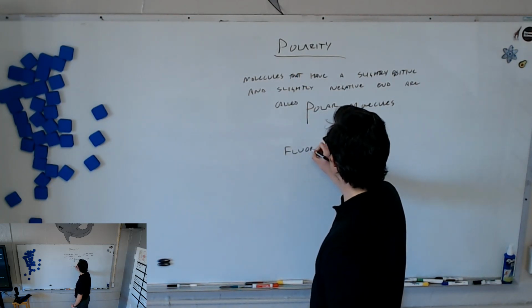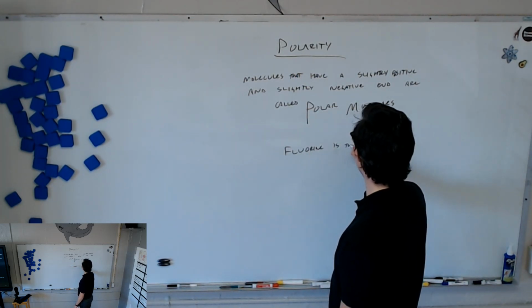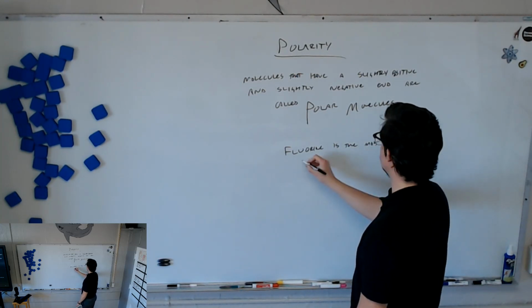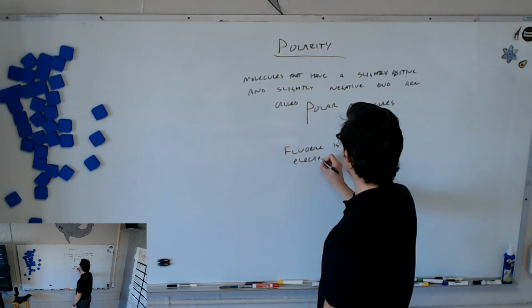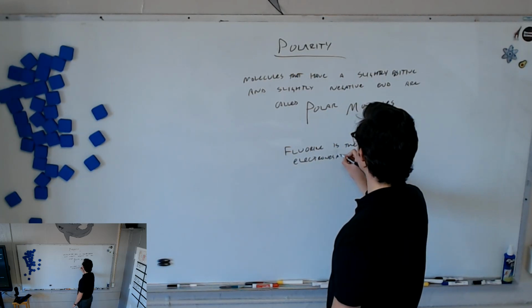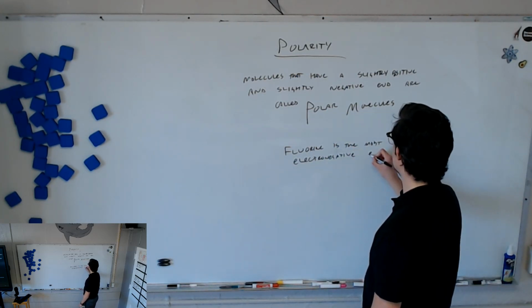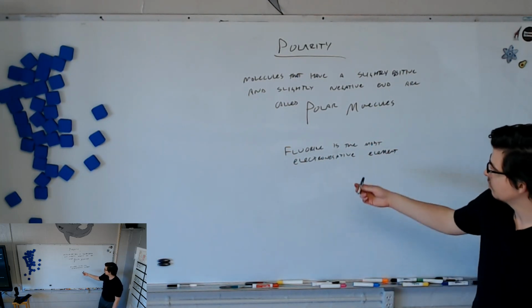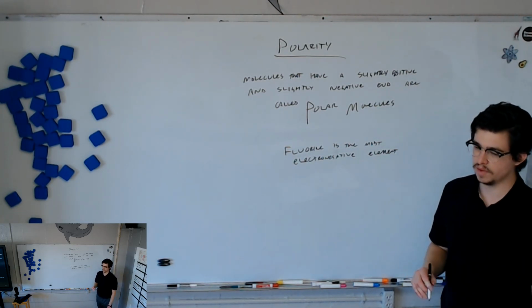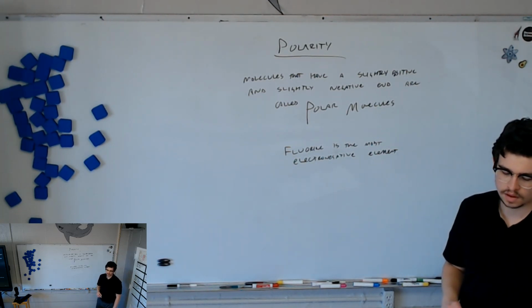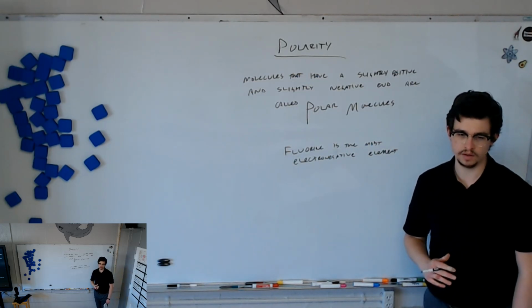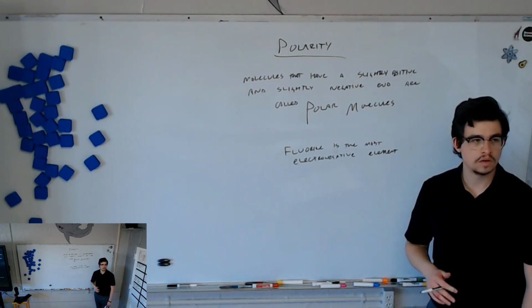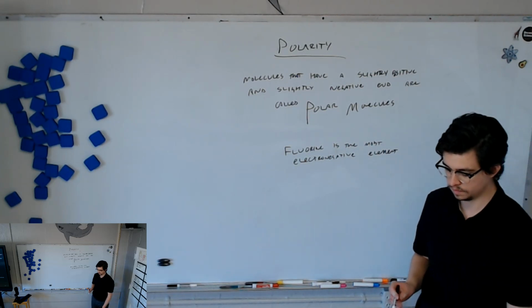Fluorine is the most electronegative, and we'll define that word in a second. Fluorine is the most electronegative, sorry, that's not the word. Fluorine is the most electronegative element. Given what you already know about fluorine, what does that probably mean? It means that the higher, the more negative.